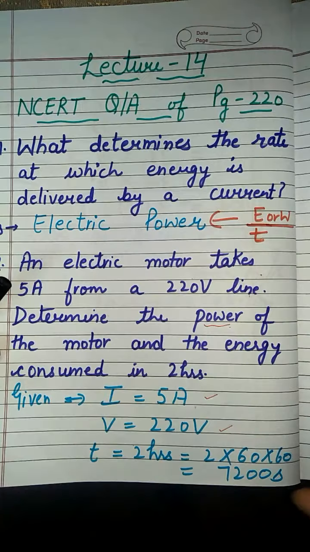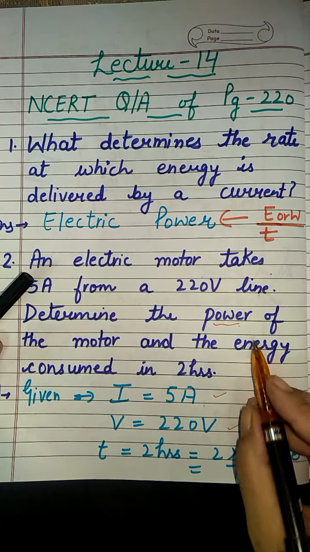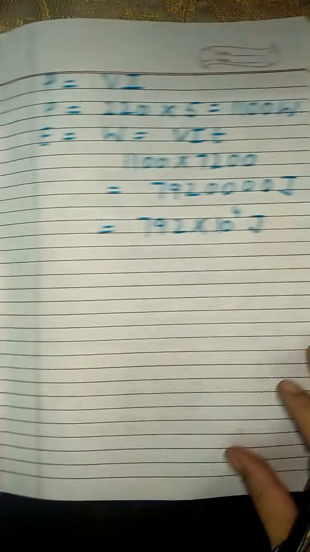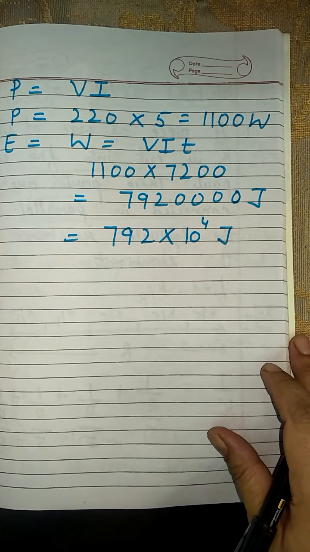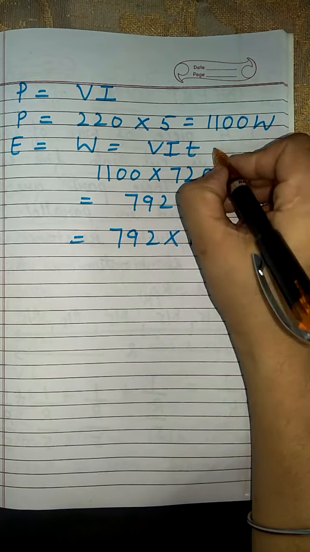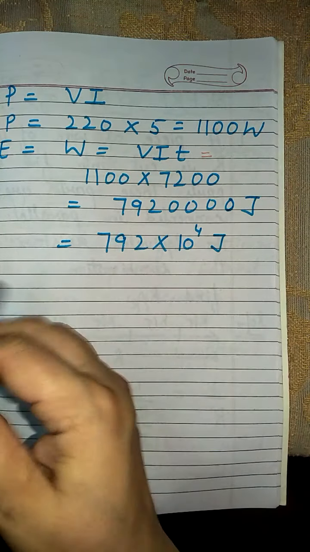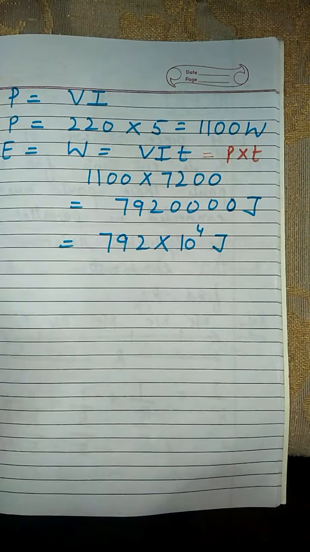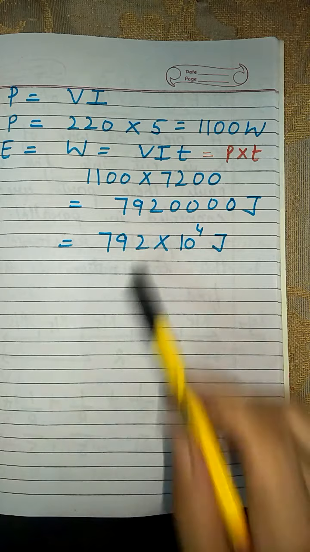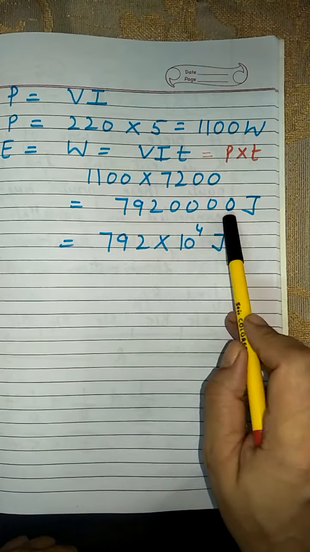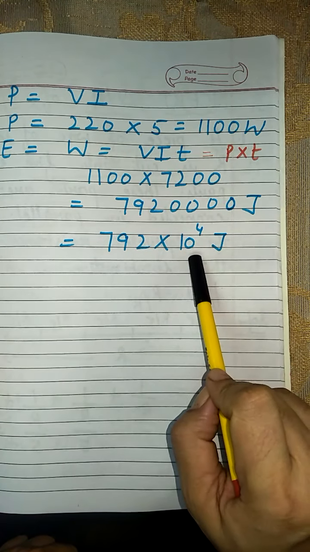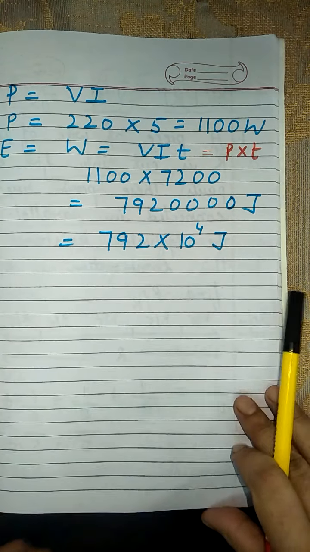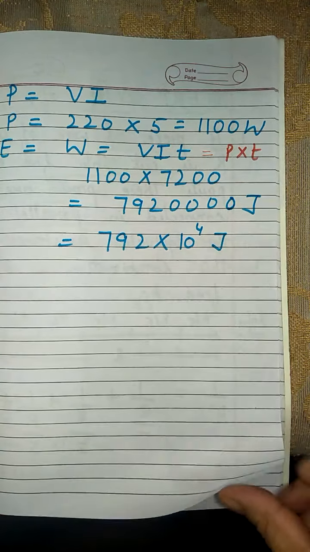Then next, what he is saying here, he has also told us to find out energy. Energy we know, energy or work done is equal to power into time. That is VI into T. This can also be written as power into time. So power into time we have multiplied. When we multiply, we get this answer, that is 792 into 10 raised to power 4 joules.